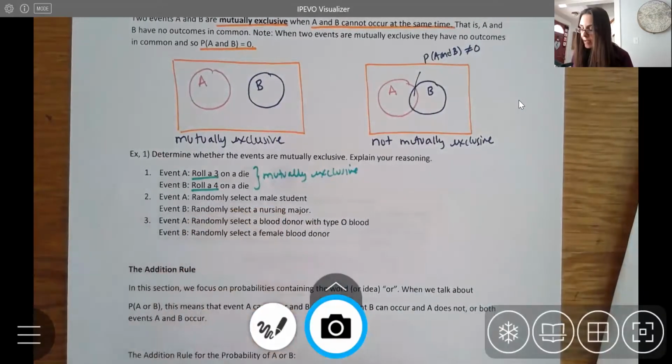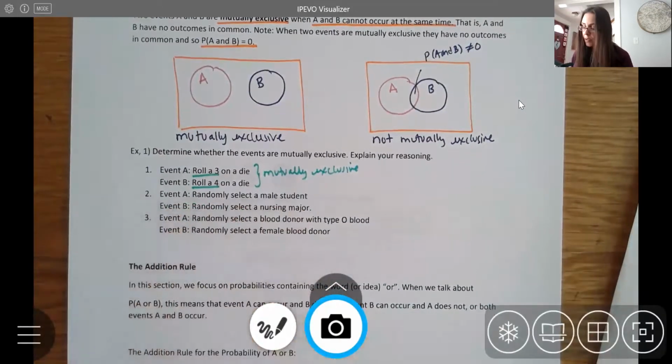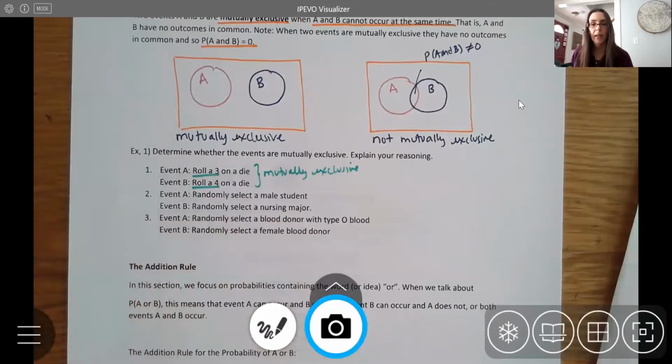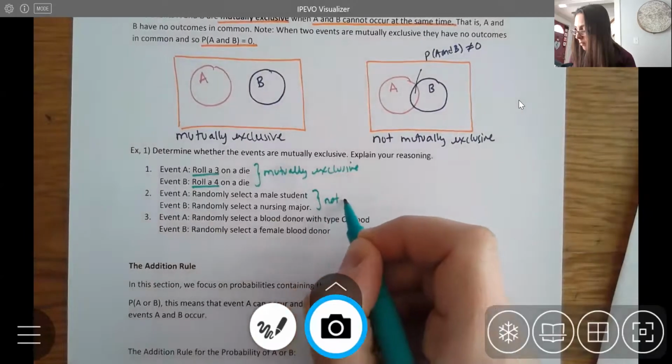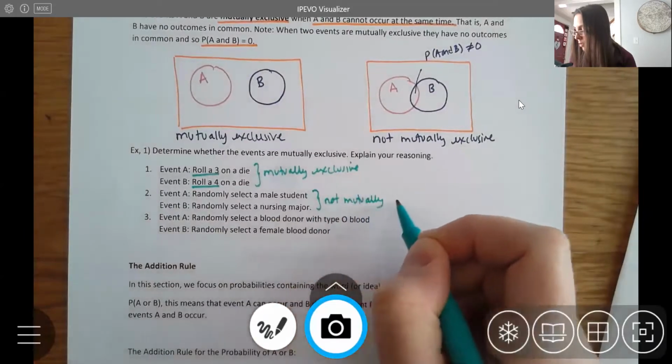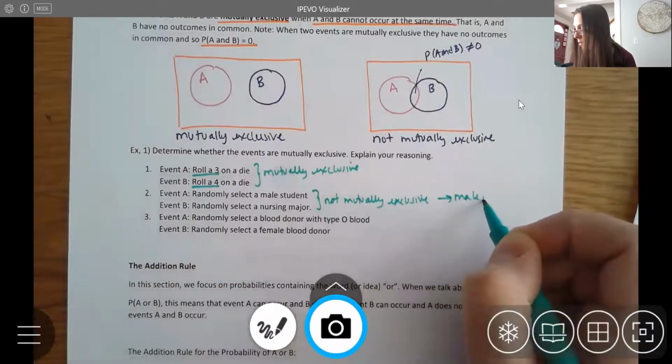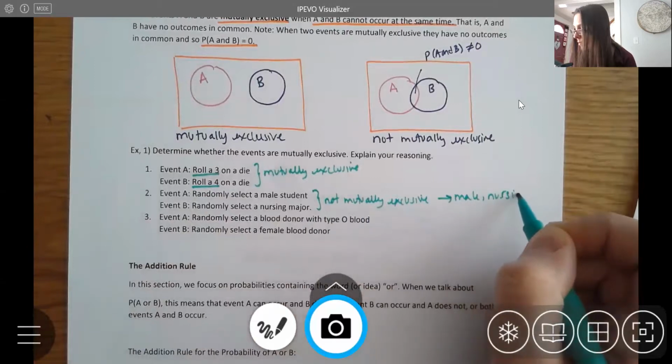Now for the second one, let's say event A is randomly selecting a male student, and event B is randomly selecting a nursing major. So think about it. Do these events overlap at all? Well, yes, they could, right? Because you could have a nursing major who is also a male student. So you could have a person here that fits into both events or both categories. Because it's possible to have overlap, these are not mutually exclusive, right? Because you could have a male nursing student.